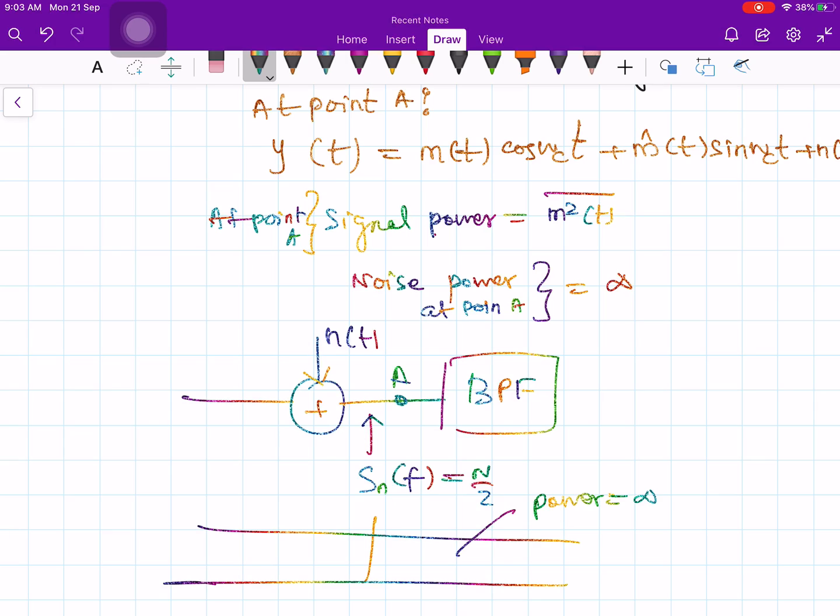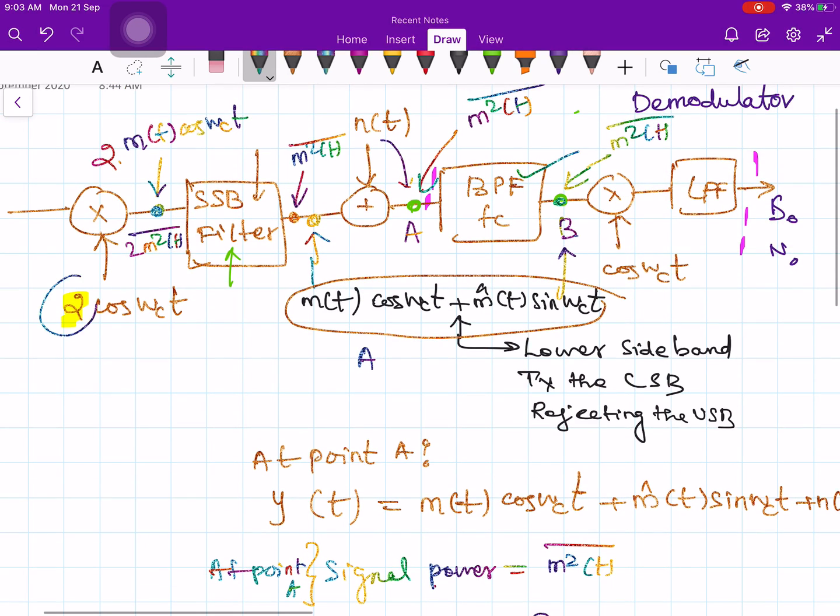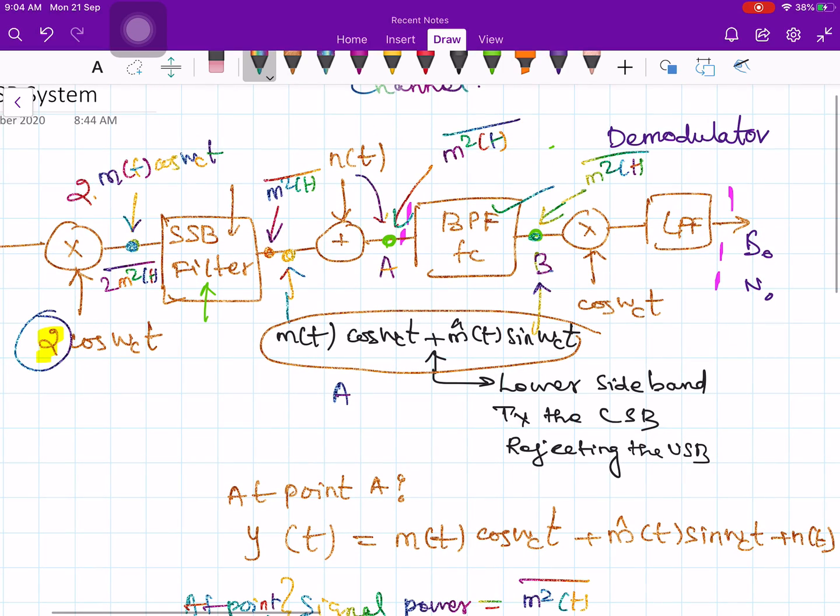Okay. So, basically the idea is to normalize the input signal power in every case to m square of t. That is the reason we multiplied by this 2. So, SI is the power at the input to the demodulator. So, this is the input power to the demodulator.